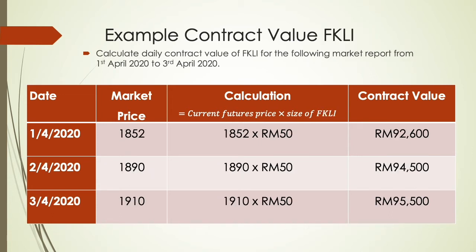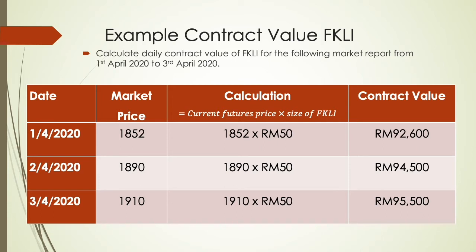Now we look at example for contract value FKLI. So let's say we have price from 1st April until 3rd of April for FKLI. 1st April price at 1,852. 2nd April price at 1,890. 3rd April price at 1910.